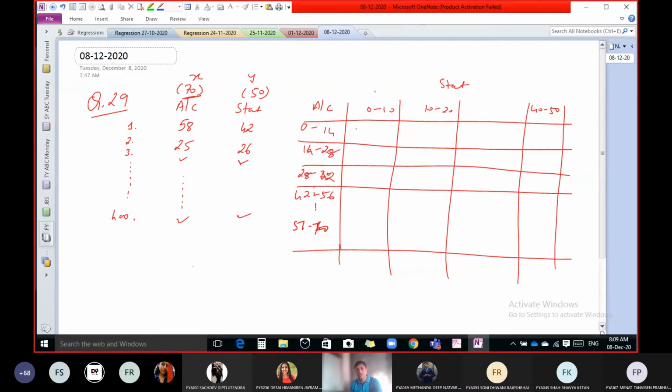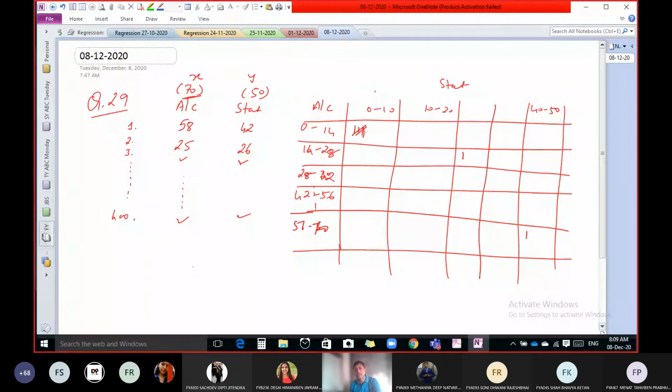Okay, now see how to do the tally mark. For the first student, marks is 58 in accountancy. So 58 in accountancy means here, either here or here or here or here. But marks in statistics is 42. So marks in statistics is 42 and this, so you have to make one tally mark here. Then 25 in the second row and 26 that is in the third column. So you make the tally mark here like this, and maybe it is like this.